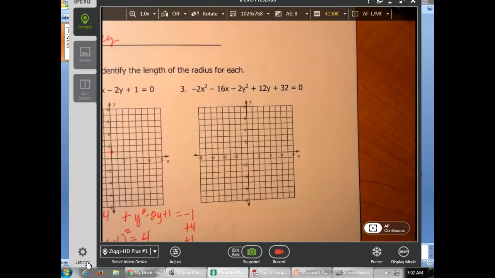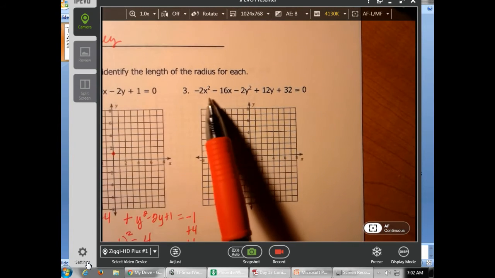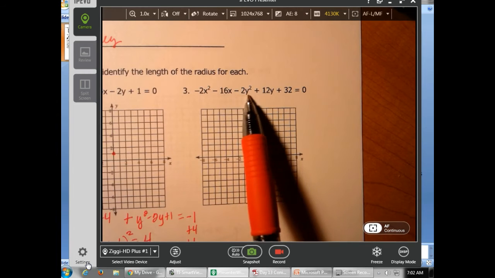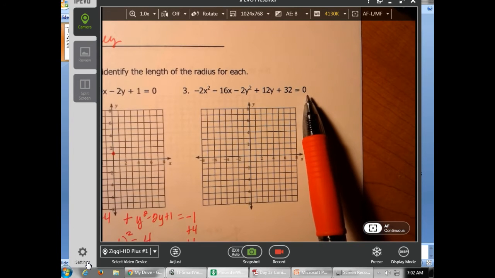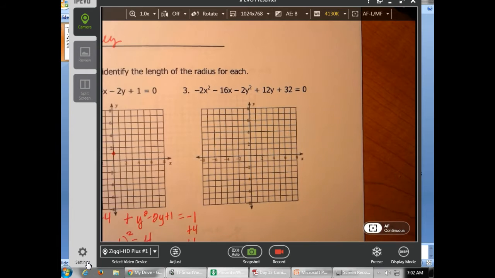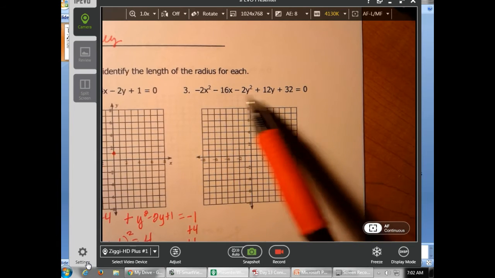So what I have here is a situation where I notice every term is divisible by 2. Even the 0 is divisible by 2 because that'd just be 0 over 2, which is 0. So I'm going to start by simplifying this down.